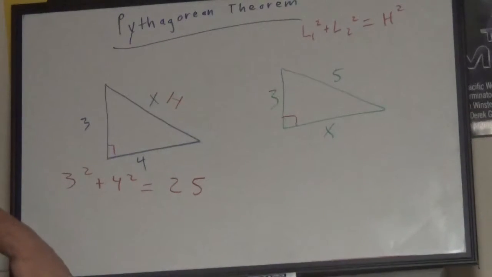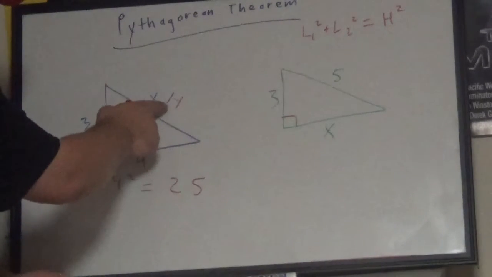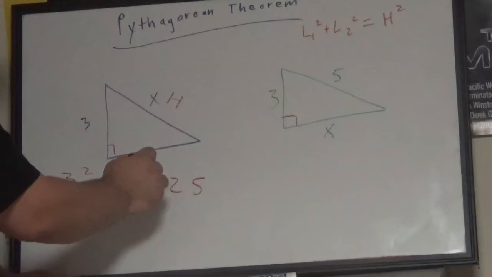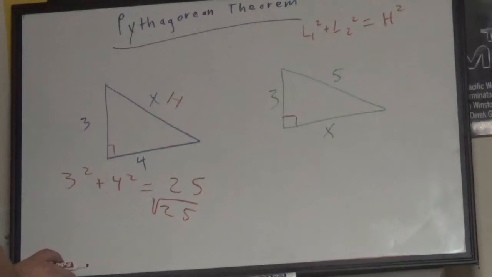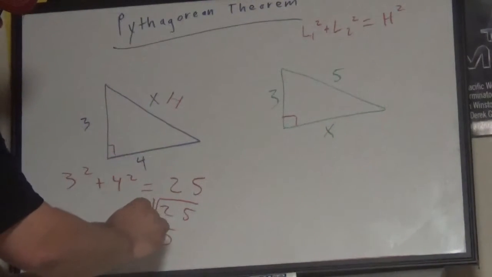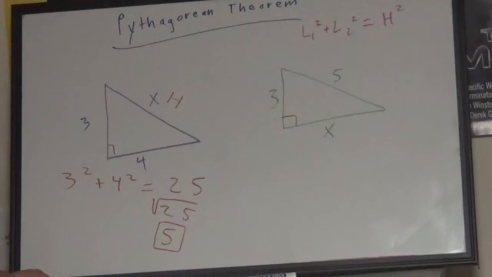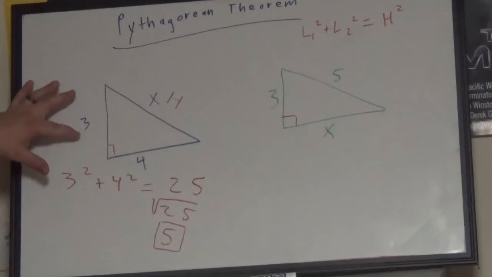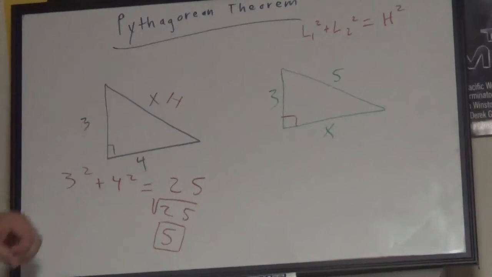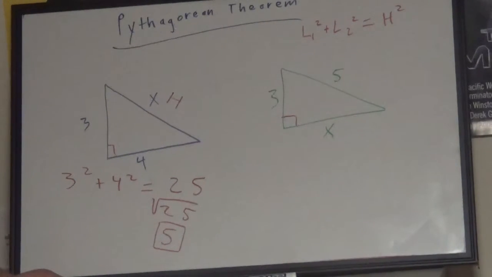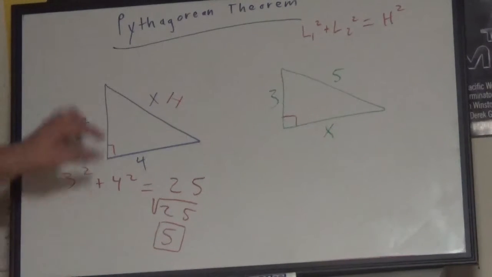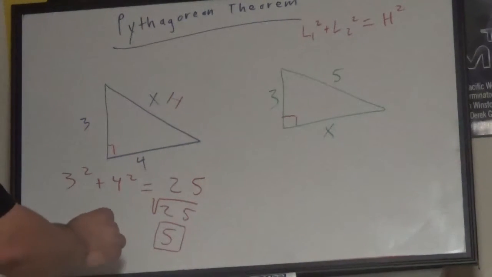Now 25 is not the answer, because remember, 25 is the square. So we take the number we got, we find the square root of that number. Square root of 25 is 5, so the answer is 5. Leg squared plus leg squared, find our answer, then find the square root of that number, and that is your length. So x equals 5.